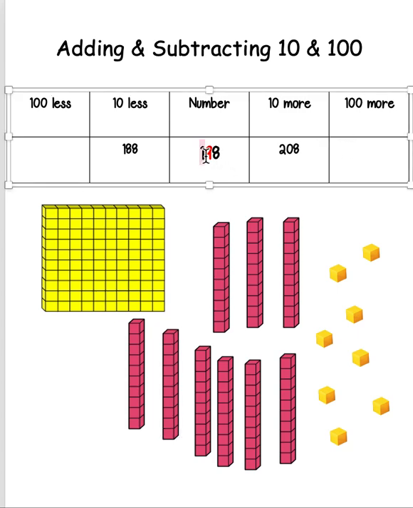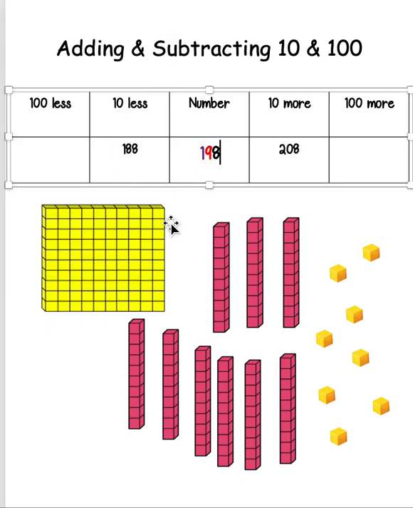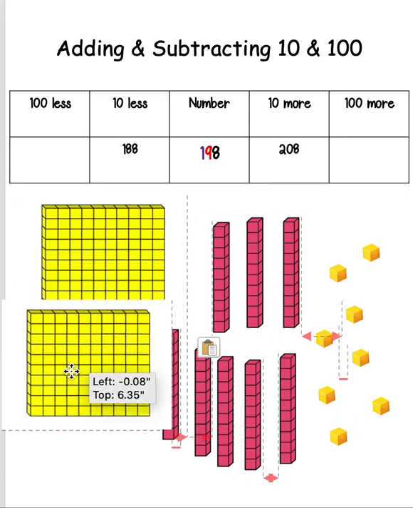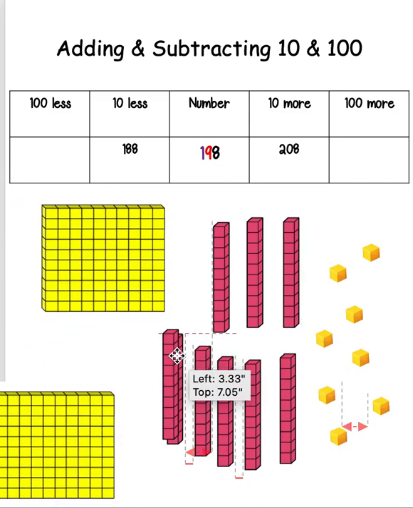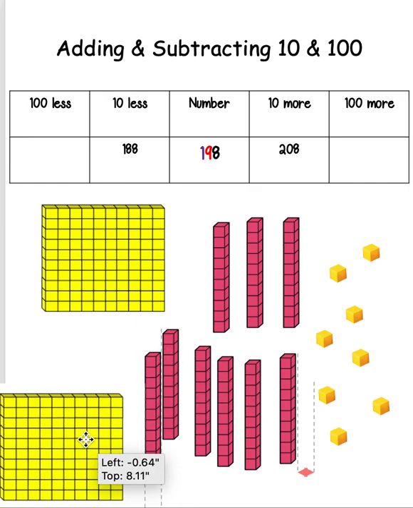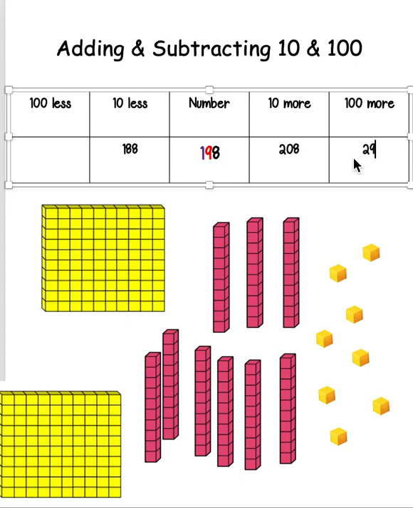Now let's do 100 more, right? The first thing you want to think is, what place value am I looking at? You're looking at the hundreds now. So I'm going to add 100. Okay? Nothing here is changing. My tens aren't changing. My ones aren't changing. So now I have 298.